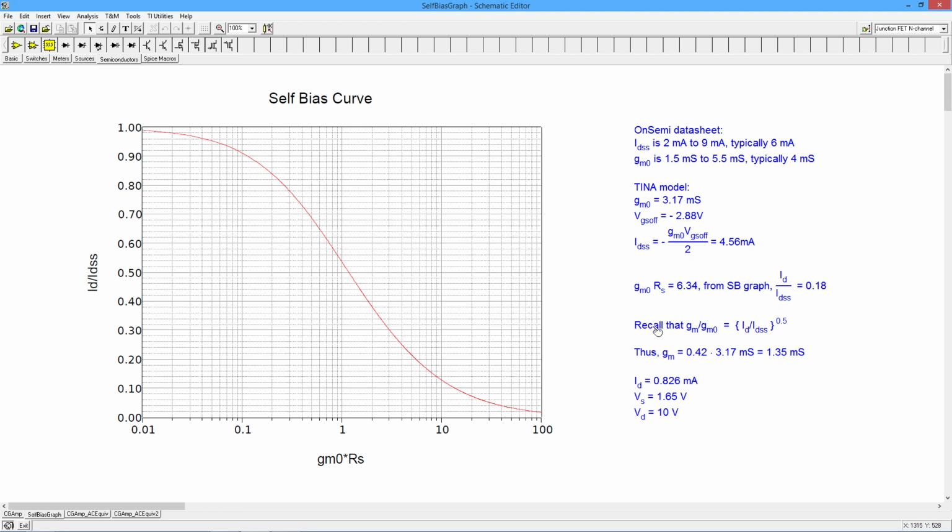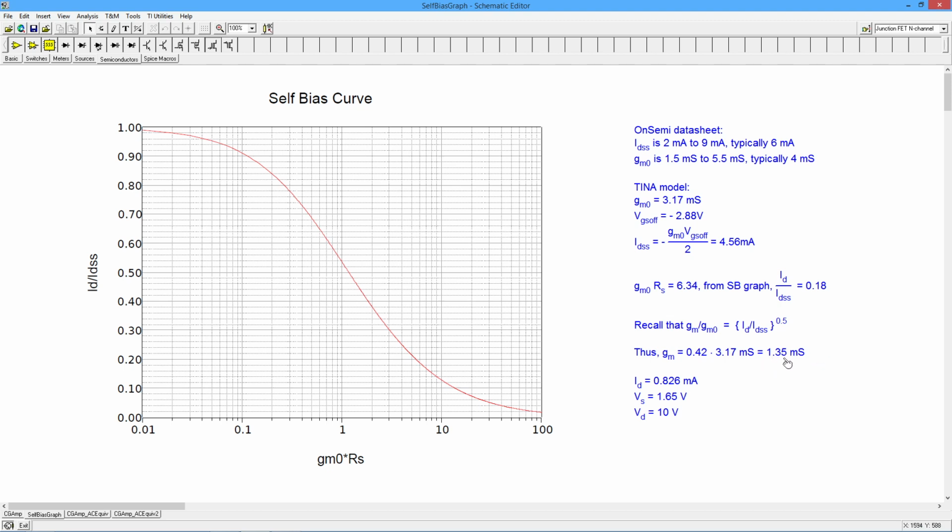So we're going to use a relation that the ratio of GM to GM0 is equal to the square root of ID over IDSS. Unfortunately, I don't have a square root symbol I can use on this, so I just raised it to the 0.5 power. Yay, math. I know ID over IDSS is 0.18, so I take the square root of that, and that works out to approximately 0.42. So GM would have to be this quantity, 0.42, times the GM0 of 3.17 millisiemens, and that works out to 1.35 millisiemens. We're going to need this again.